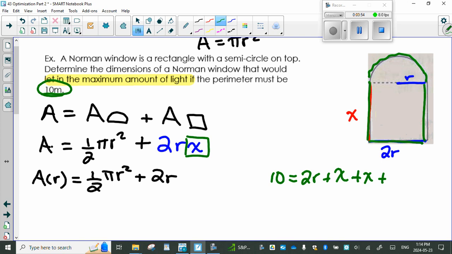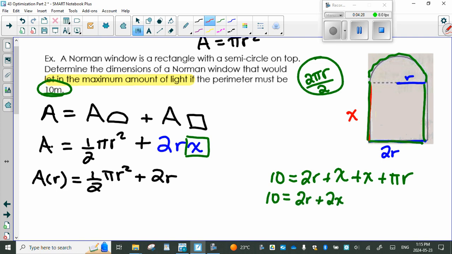Now, if I looked at my formula sheet and found the circumference of an entire circle, it would tell me that the circumference was 2 pi r. But I only want half a circle, so I have to divide that by 2, which is just going to give me pi r. Okay? So I want to get the x's together. So I've got 10 equals 2r plus 2x, because these are like, plus pi r.